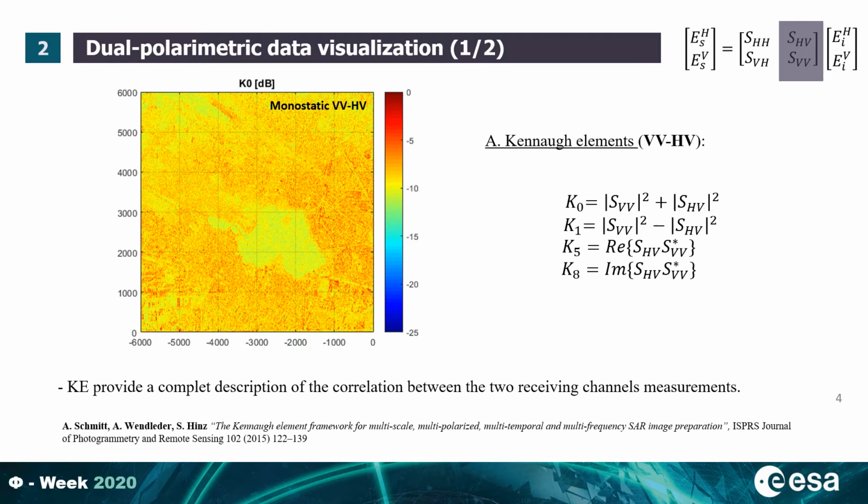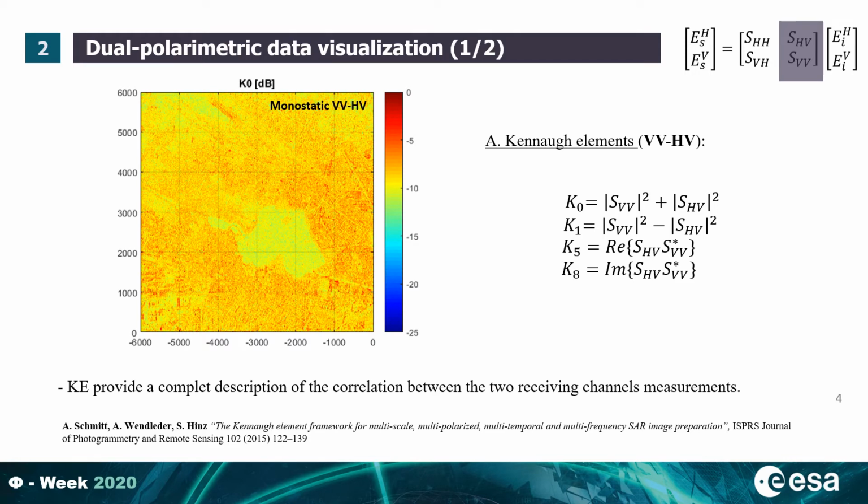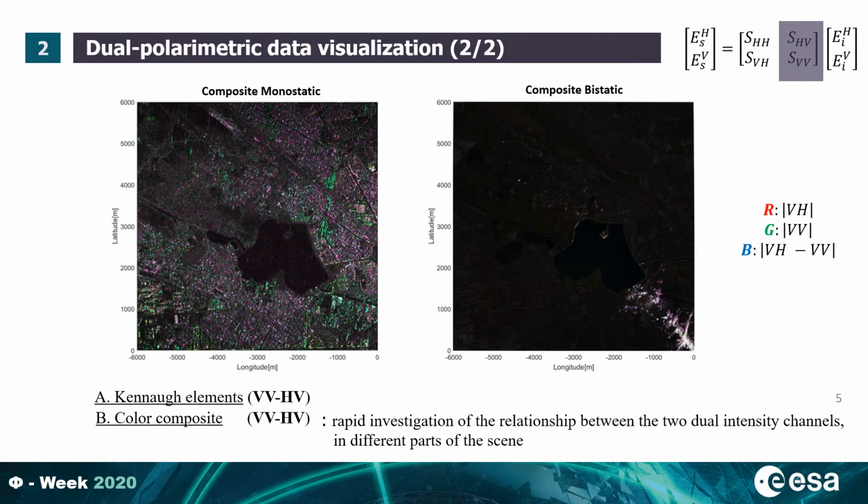It can be rapidly observed the dominance of the copolar power component as well as the subtle differences between K5 and K8, the real and imaginary parts of the interchannel correlations. The color composite is used here for visual comparison of the monostatic and bistatic acquisitions.